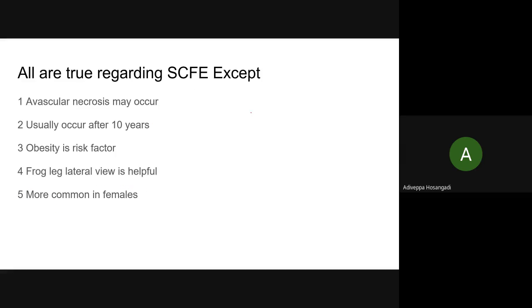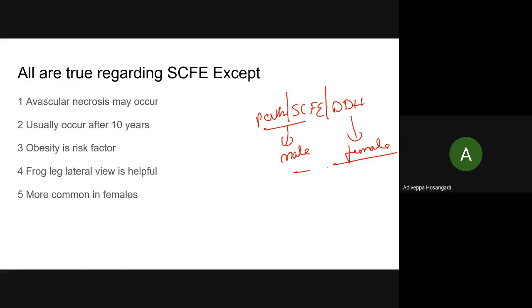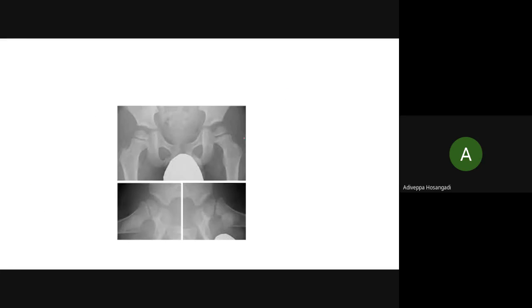To make it simpler, today we are dealing with Perthes, slipped capital femoral epiphysis, and DDH. These two are more in male, DDH is in female. Please remember this. So more common in female is the correct answer, meaning slipped capital femoral epiphysis is seen more in male children.